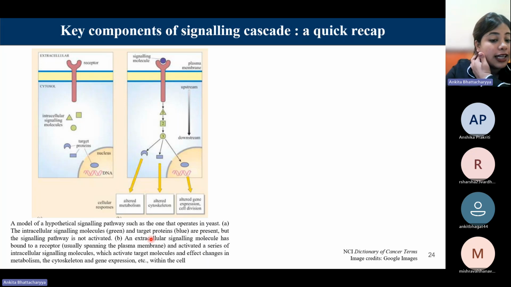So let's read the legend. An extracellular signaling molecule has bound to a receptor, usually they span the plasma membrane, and has activated a series of intracellular signaling molecules which activate these target molecules and affect changes in some processes. Here they have shown, just as an example, altered metabolism, altered cytoskeleton, altered gene expression, as well as cell division. So this is the basic architecture of any signaling pathway.